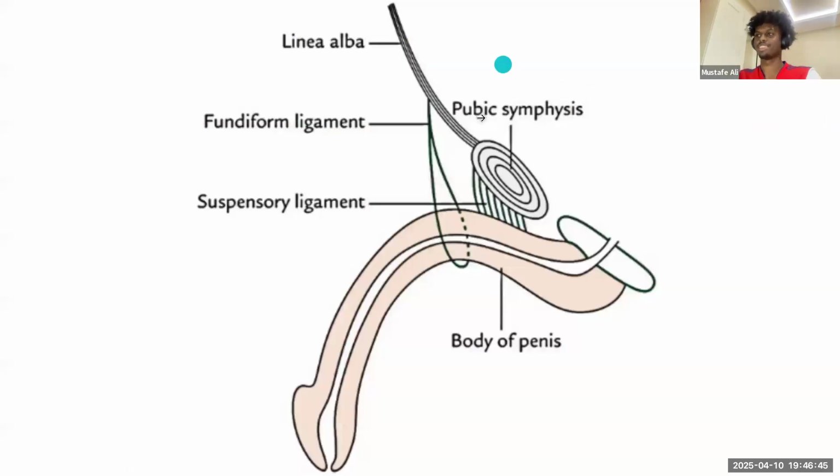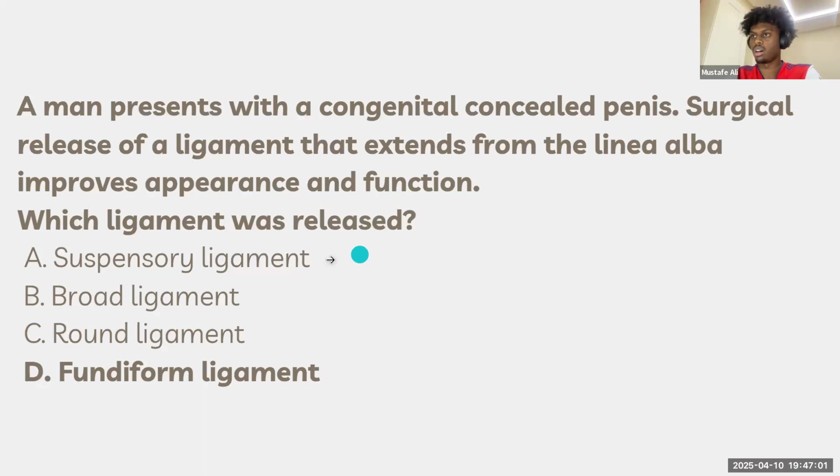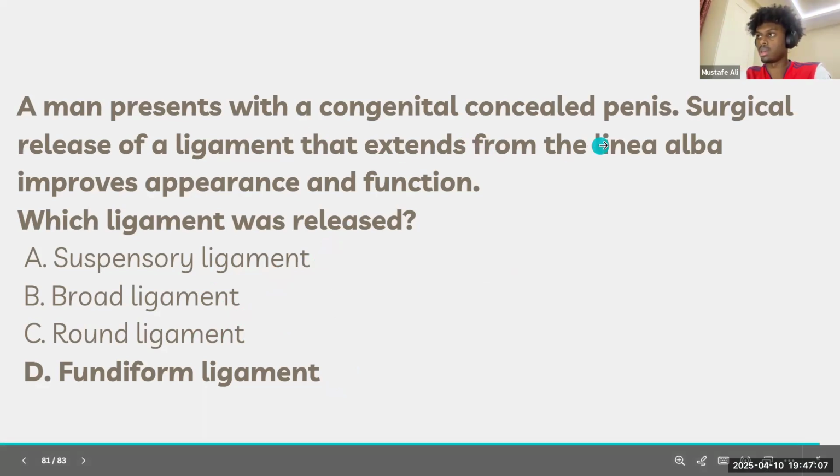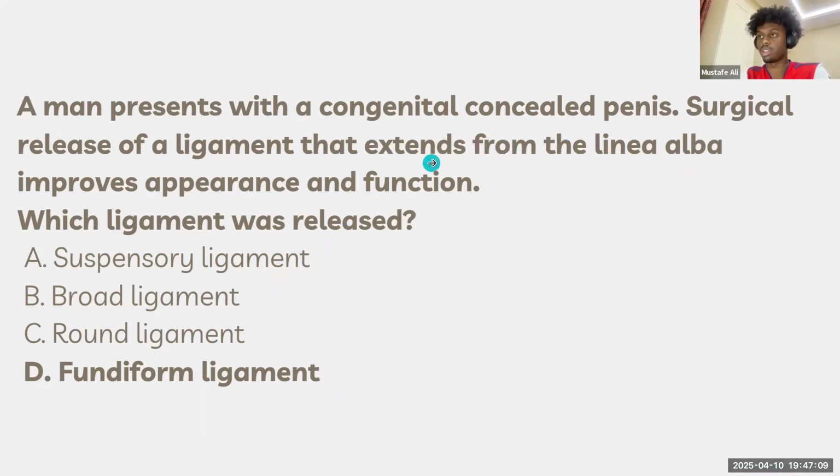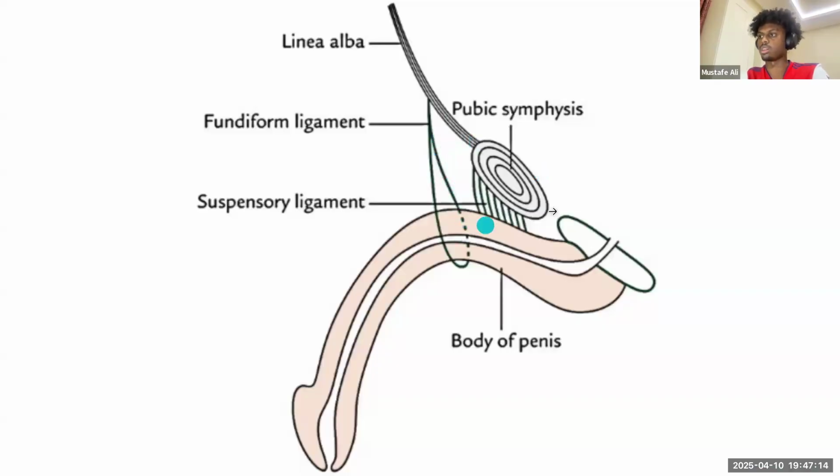So, the fundiform ligament is this long ligament right here. It looks like a rope and it goes around the body of the penis. The other ligament, which supports the body of the penis, is the suspensory ligament, and it connects the pubic symphysis to the body of the penis. These two ligaments are present in only females, so it'd only be these two. And the question did mention that the ligament extended from the linea alba. So the answer would be the fundiform ligament, this ligament right here.